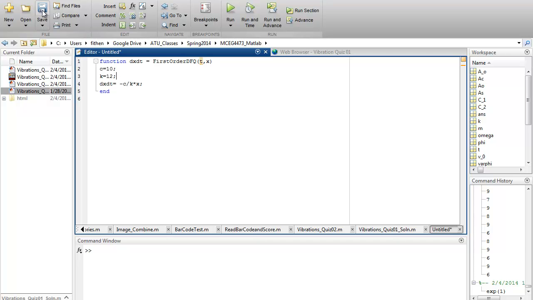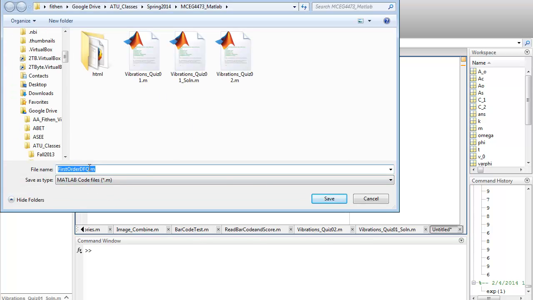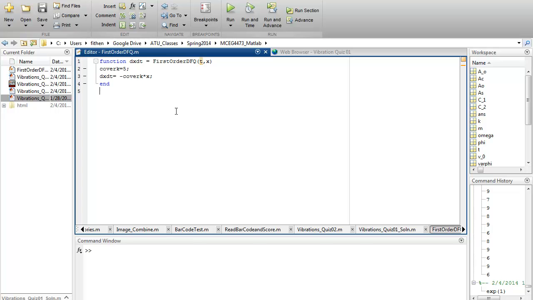Now how am I going to solve this? Well, let's do it by hand first. And instead of doing that, to simplify, I'm going to say C over K, that'll just give me a time constant. I'll say 5. Now let's go ahead and save it. It wants to see it with the same name. We're going to save it in the directory so we can access it. We're going to go back, and now we're going to solve this thing by hand.